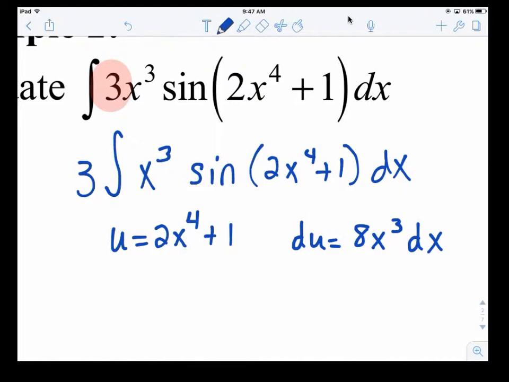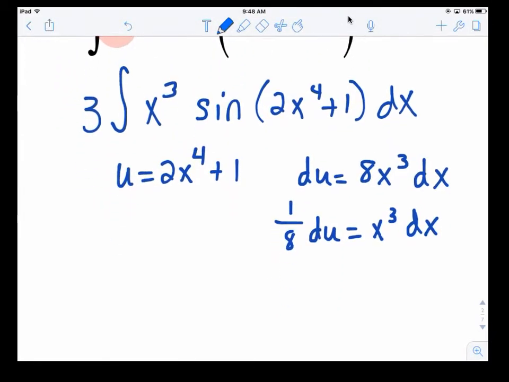All right, so this is what you have to do when you're correcting the problem. If it doesn't match up exactly with what you have, x cubed dx, we're going to move this 8 to the other side. So how would you move the 8 to the other side? Divide it, right? So what I have now is 1/8 du is equal to x cubed dx. Okay? So now this is going to take the place of x cubed and dx. U is going to take the place here, and then all I'm left with is sine.